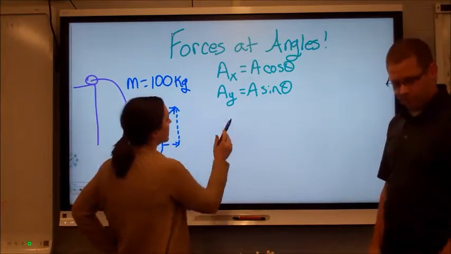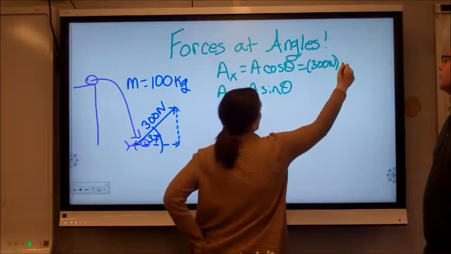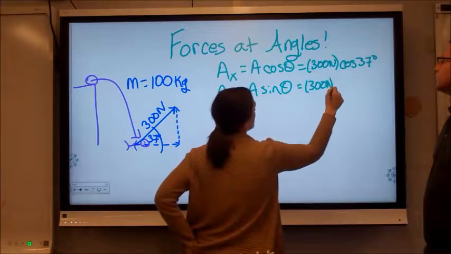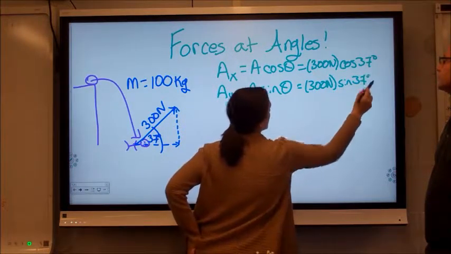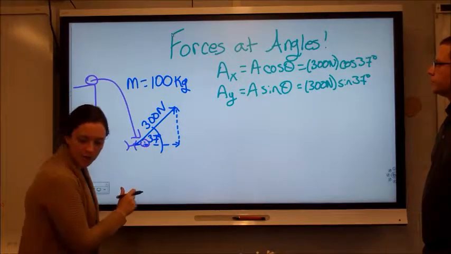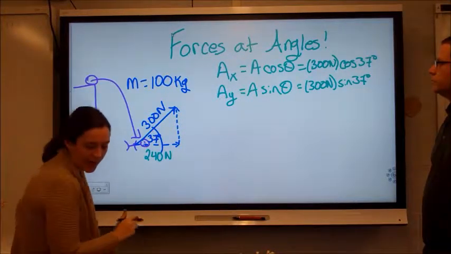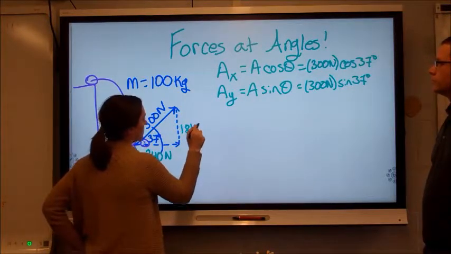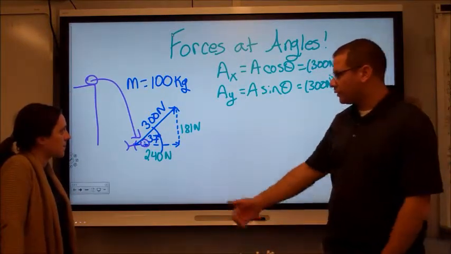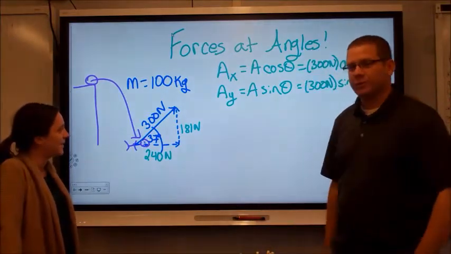Okay, so if we plug in our force, our overall force is 300 newtons times the cosine of 37 degrees for the x component, and for the y component we're doing 300 newtons times the sine of 37 degrees. So we get an x component, which I'm going to label on my diagram, of, we'll round it to, 240 newtons, and 181 newtons for a y component. So now we know we're pulling up with 181 newtons, and we're also pulling to the right with 240 newtons.